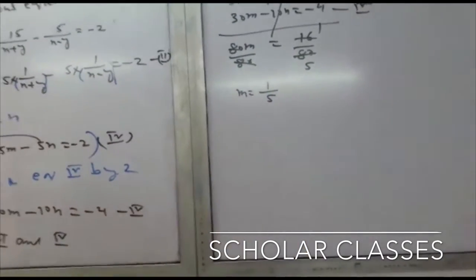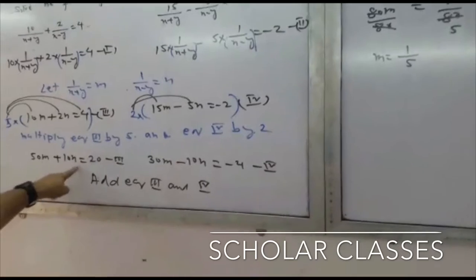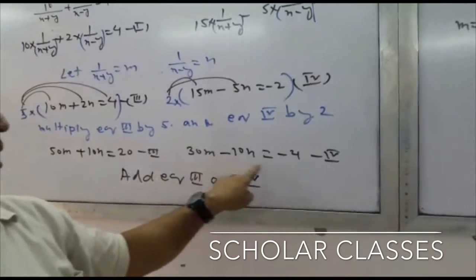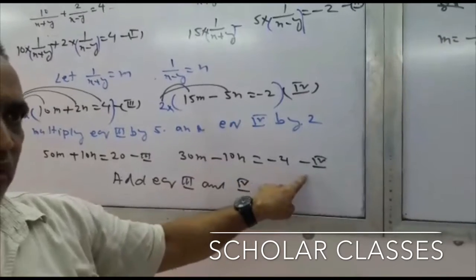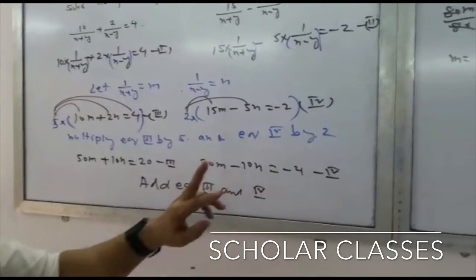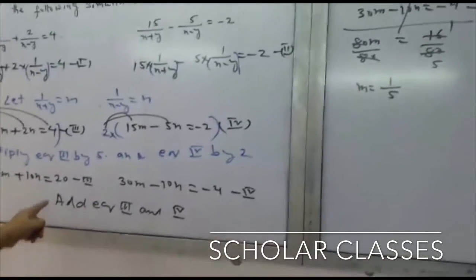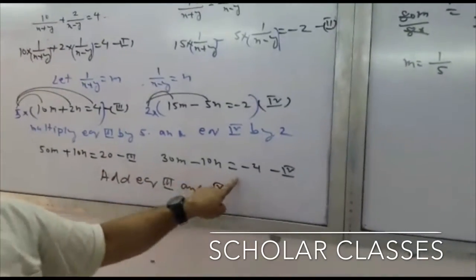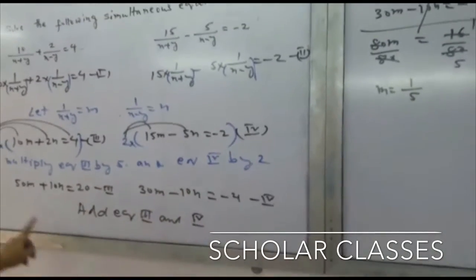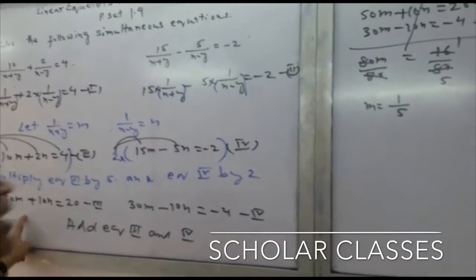Now we have two equations, 50m plus 10n is equal to 20, equation number 3, and 30m minus 10n is equal to minus 4. This is equation number 4. We can substitute the value of m 1 upon 5 in any equation. Third में भी substitute कर सकते हैं and fourth में भी substitute कर सकते हैं. Now I am substituting the value of m is equal to 1 upon 5 in equation number 3.